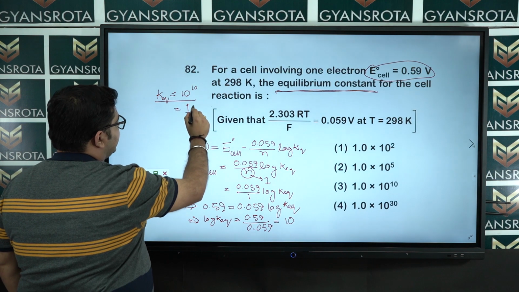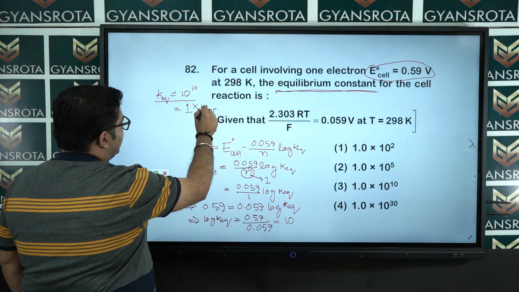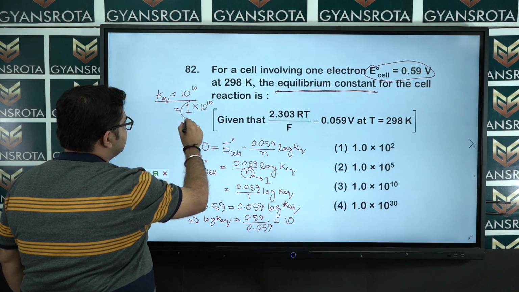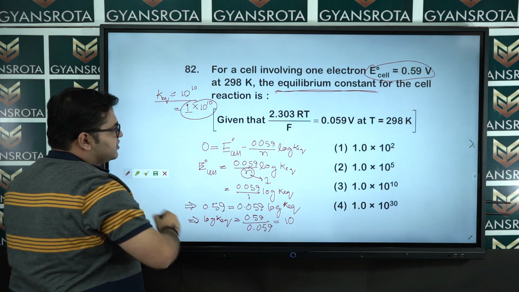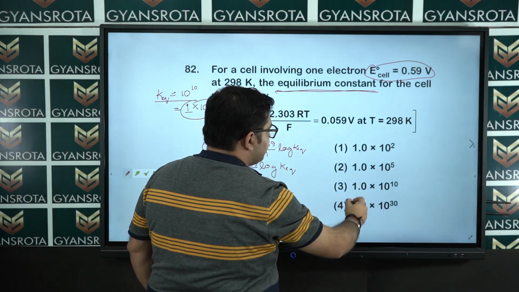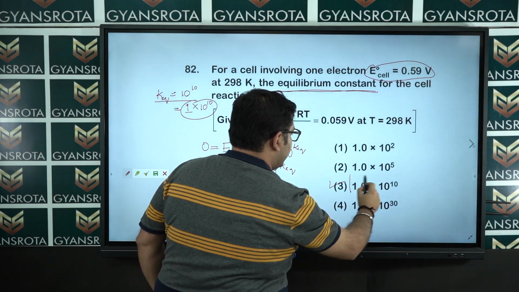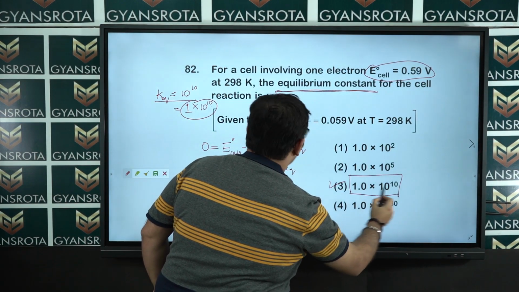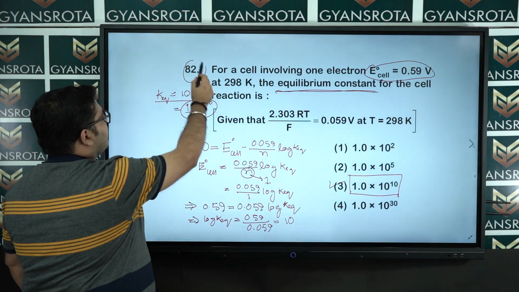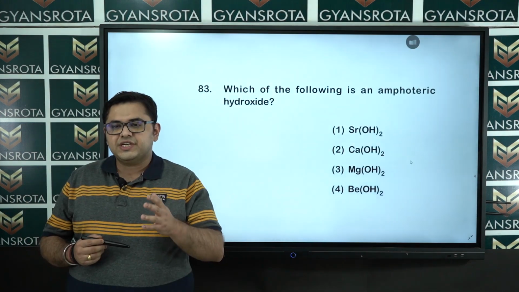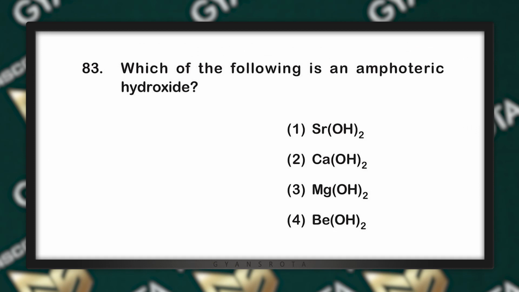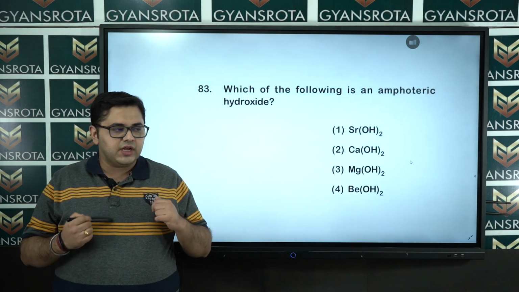So, this one we can write as 1 into 10 to the power 10. So, this is our answer. So, now see, option number 3, 1 into 10 to the power 10, is the correct answer of this question number 82. So, question number 83 is on the screen. Which of the following is an amphoteric hydroxide? Now, move on to the solution.